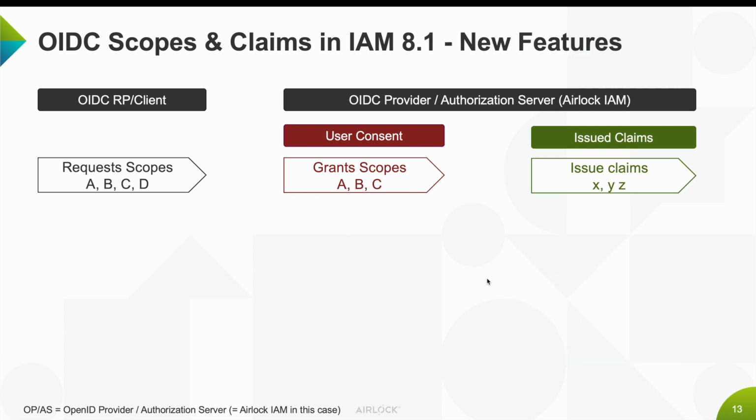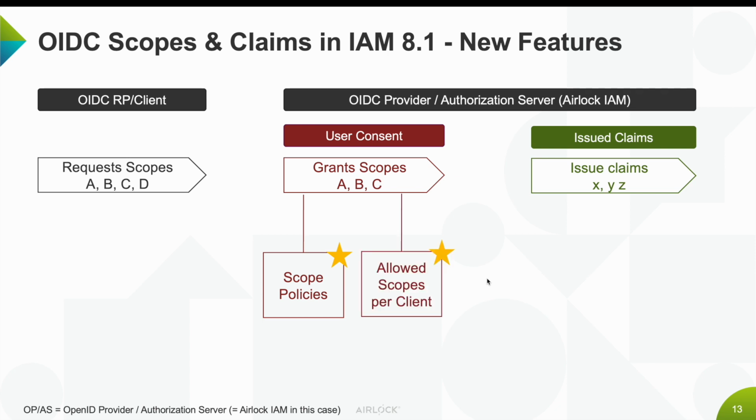So what did we do in 8.1? We added some new features. And the first feature is scope policies. Now you can define scope policies on an authorization server level. The scope policy handles what is done with the requested scopes. Do we just take them as requested? Do we filter them? Do we discard them and use default scope and so on?